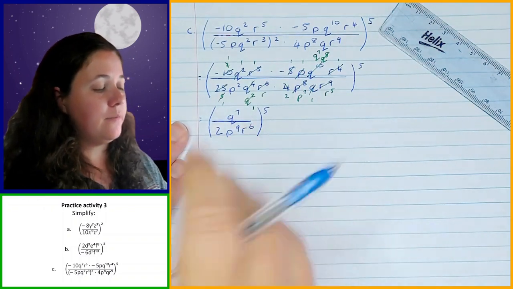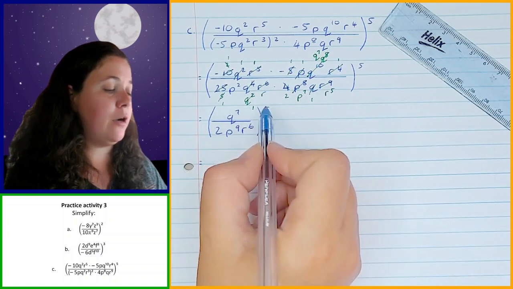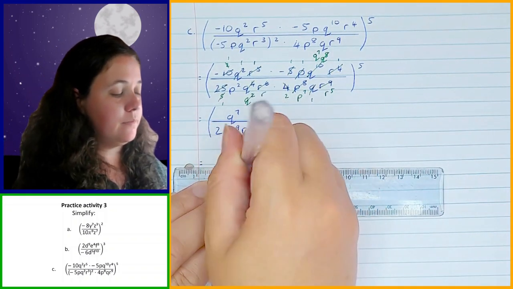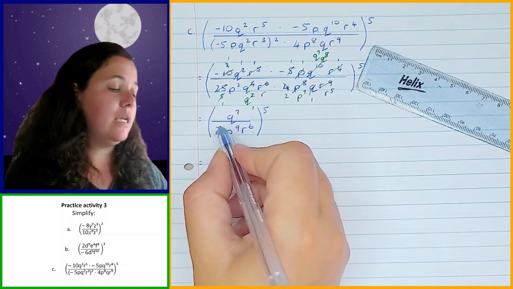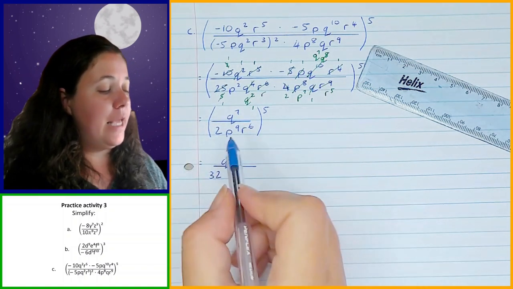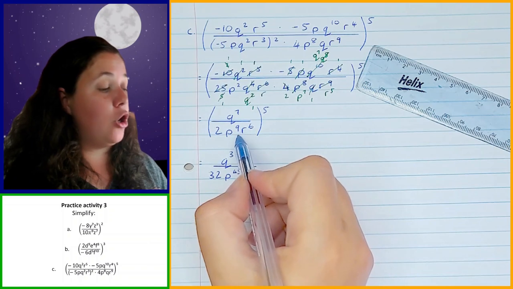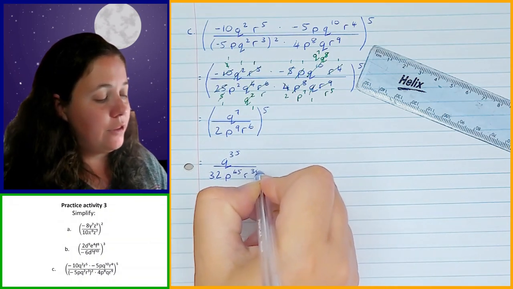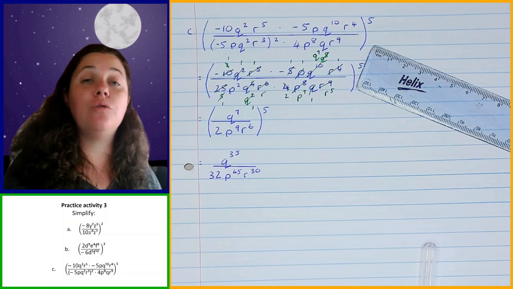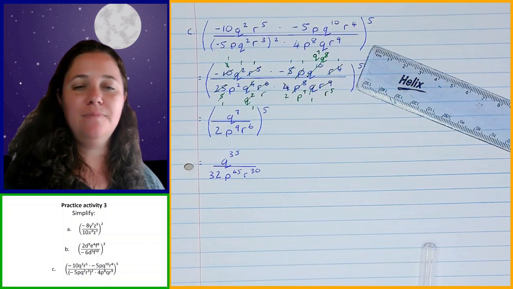Okay, so now I can simplify and apply this exponent outside here. So I've got q to the power of 7 to the power of 5 is q to the power of 35 over 2 to the power of 1 to the power of 5 gives me 2 to the power of 5. 2 to the power of 5 is 32. Then p to the power of 9 to the power of 5 is p to the power of 45. And r to the power of 6 to the power of 5 is r to the power of 30. So that's what you should have got for question C. And that is how you simplify, and that is how you divide algebraic expressions using the laws of exponents.